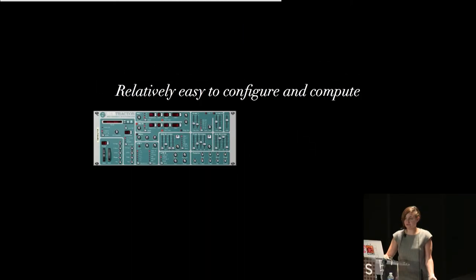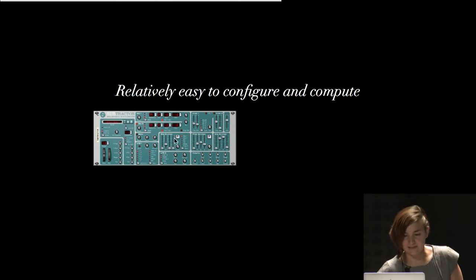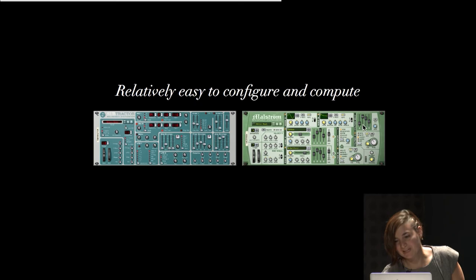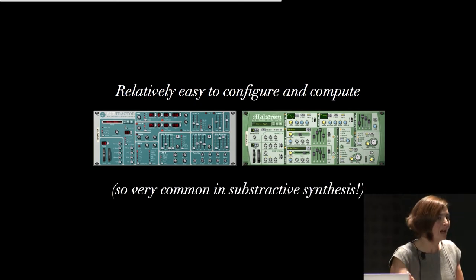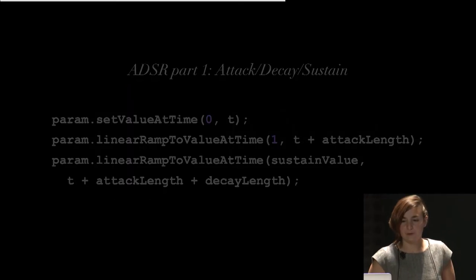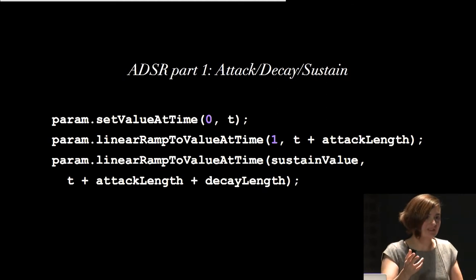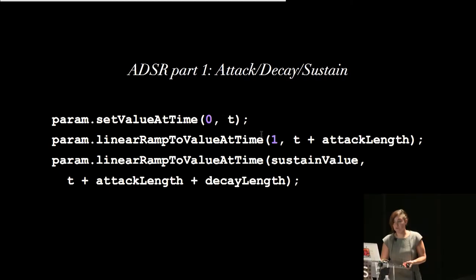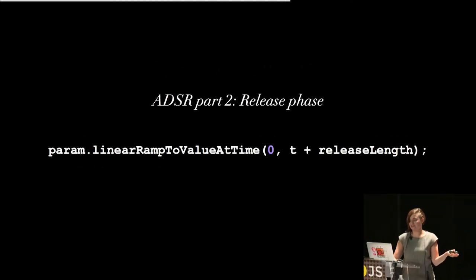And it's super easy to configure and compute, and it's also super common. Like, it's in this little part here, it's here, it's here. I mean, if you understand this thing, you understand pretty much half of subtractive synthesis. So we can simulate this thing with parameters and events. Like, we start with zero, we ramp to one, we ramp to the sustain value, and when you release, you just ramp to zero. And that's what we're doing.